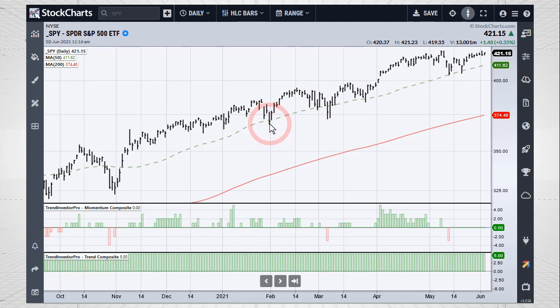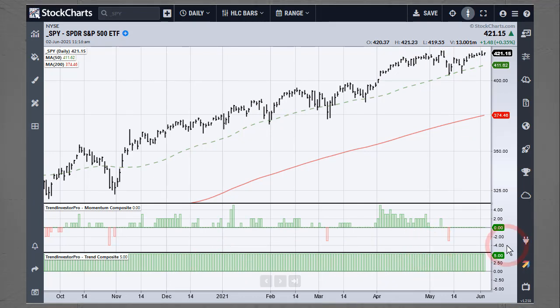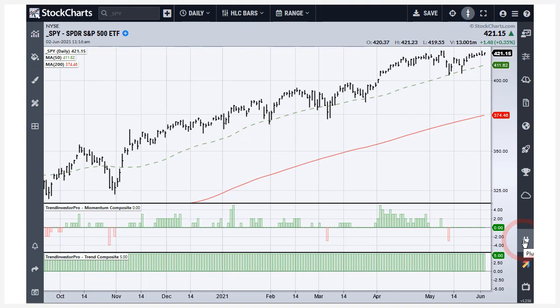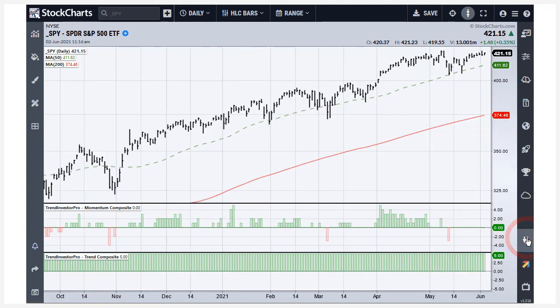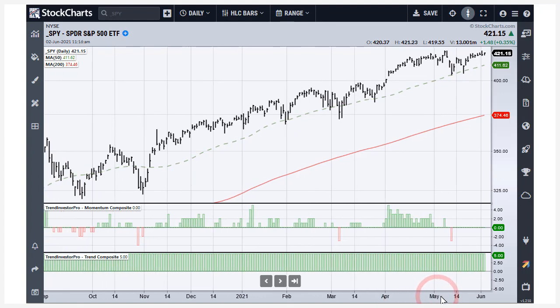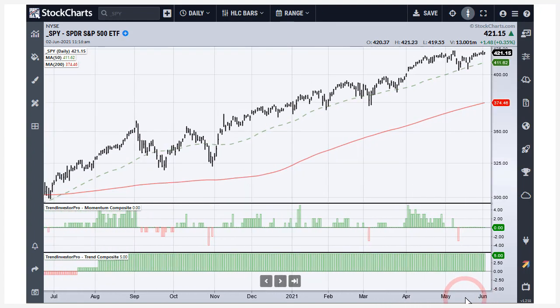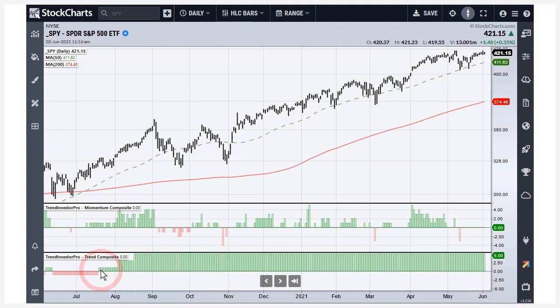And as far as defining the overall trend, I've got this trend composite indicator down in the lower window there. And that is part of the Trend Investor Pro Indicator Edge plugin. And there you can see that icon for plugins where you can see all the plugins that are available. And this is basically an indicator that aggregates the signals in 5 trend following indicators. And so if we pull back on this chart, get a longer look back, you can see there around July 20th, it first turned positive. And so it has been bullish ever since.